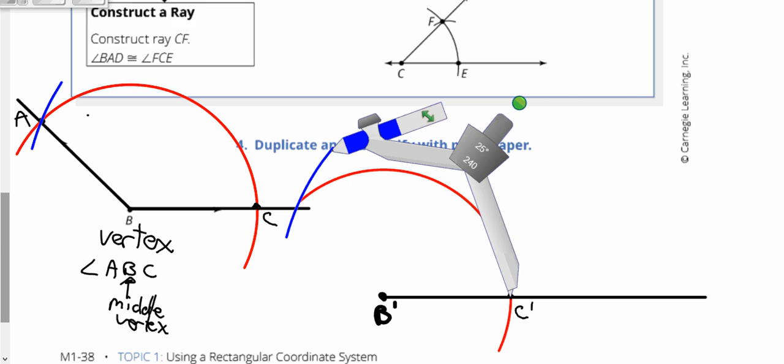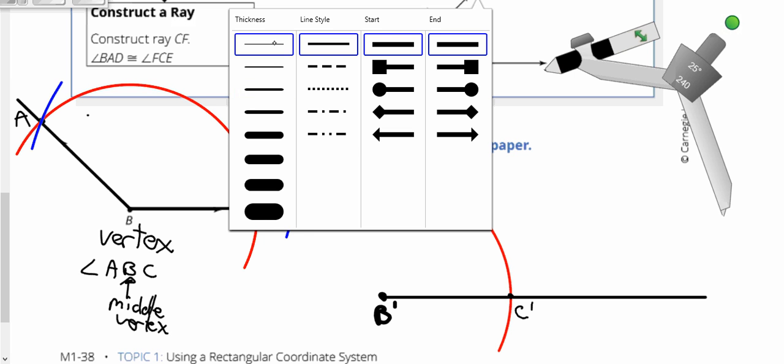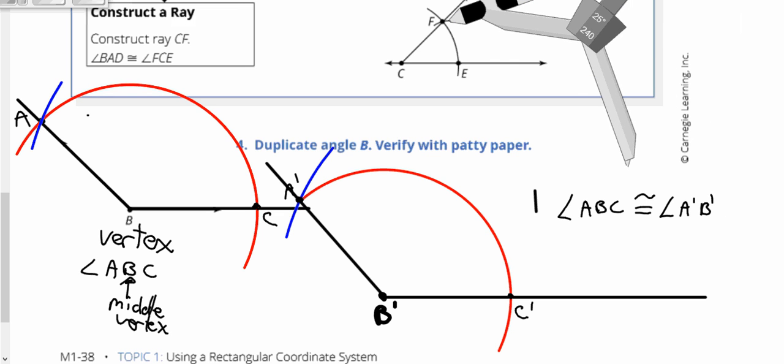All right, so now I don't need my compass anymore. My intersection point is right here. I'm going to call this A prime. And I am going to draw a line from B prime through A prime, and I have just duplicated angle ABC into A prime, B prime, C prime. So I can say now that angle ABC is congruent to angle A prime, B prime, C prime.